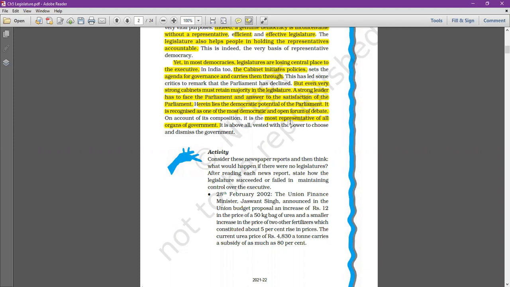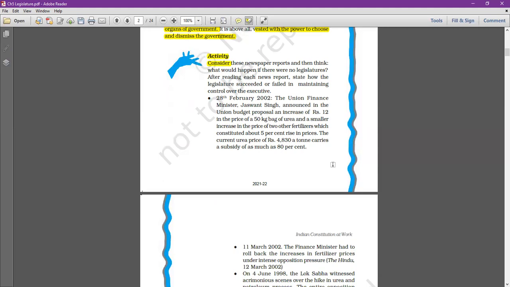It is above all vested with the power to choose and dismiss the government. It is through the parliament that the government is formed. If any political party which contests elections needs to form the government, they must have the majority in the parliament, in the Lok Sabha specifically in India. Okay. A few examples have been given to you in the next topic, that is the activity. Some newspaper cuttings have been given to you, and these cuttings show the importance of the legislature, the importance of the parliament.